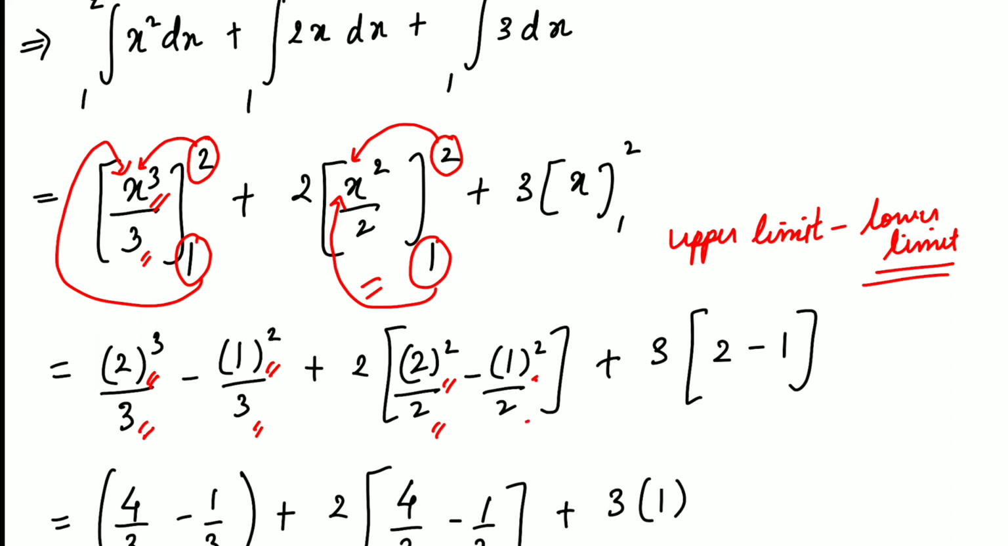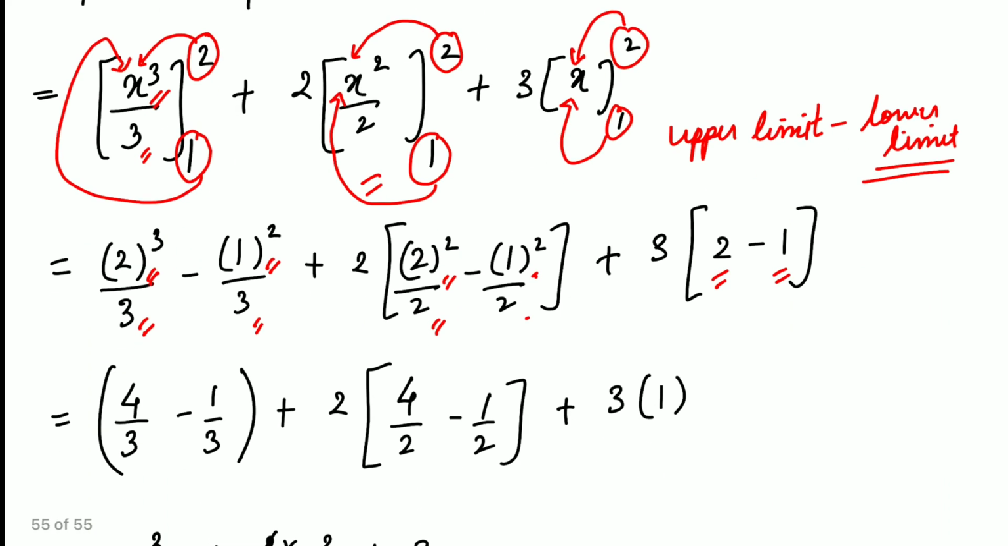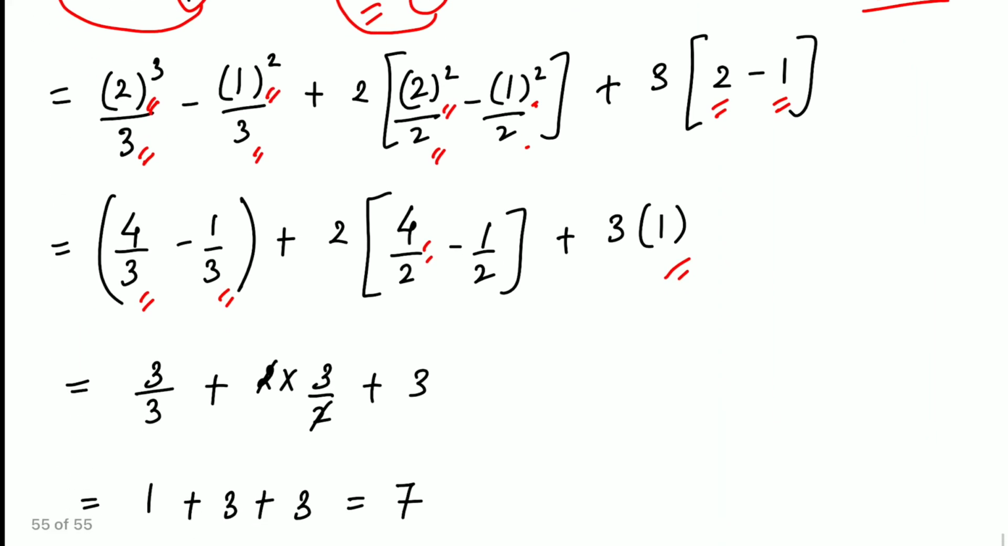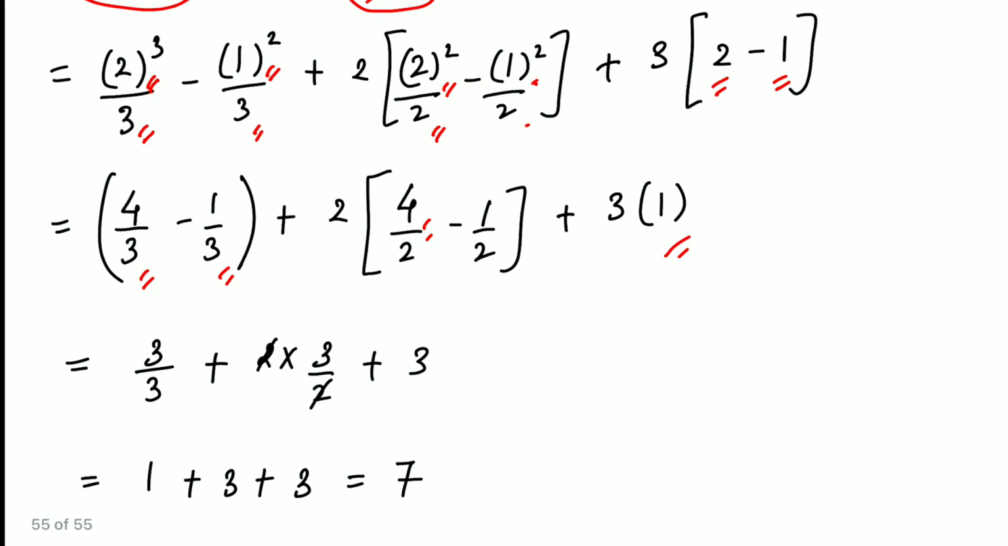Very similarly, upper limit 2 minus lower limit, I hope you guys can answer, 2 minus 1. Is that a yes or no? It's pretty simple, right? This will become 8 upon 3, this will become 1 upon 3, and this is 4 upon 2, this is 1 upon 2 and 3 times 2 minus 1 is 3, right? So when you solve it, the answer comes out to be 7. Is that a yes or no?